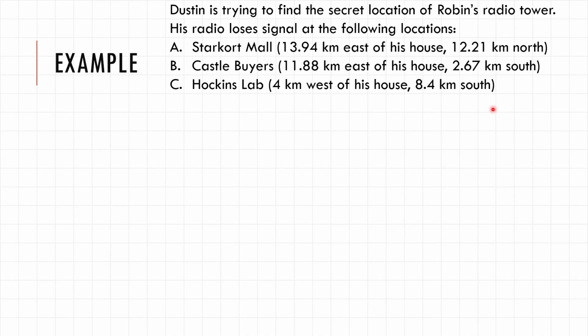Here, Dustin is trying to find the secret location of Robin's radio tower. Now, he notices that his radio loses signal at the following locations: Starcourt Mall, Castle Byers, and Hawkins Lab. And so if we want to find out what that secret location is, actually we have enough information here to use analytic geometry to tackle that. Pause the video here and see if you can use the things we learned in this lesson to find the exact location of Robin's radio tower.